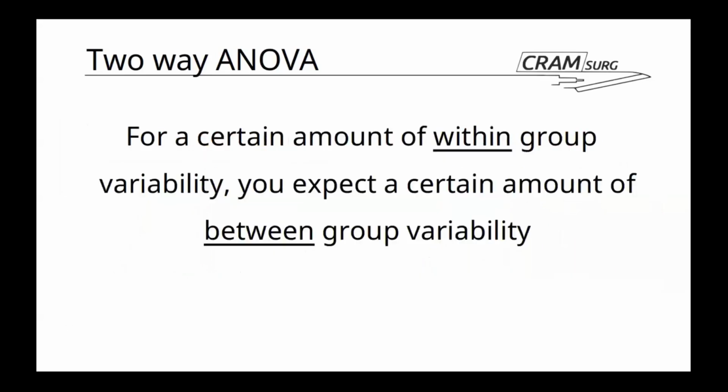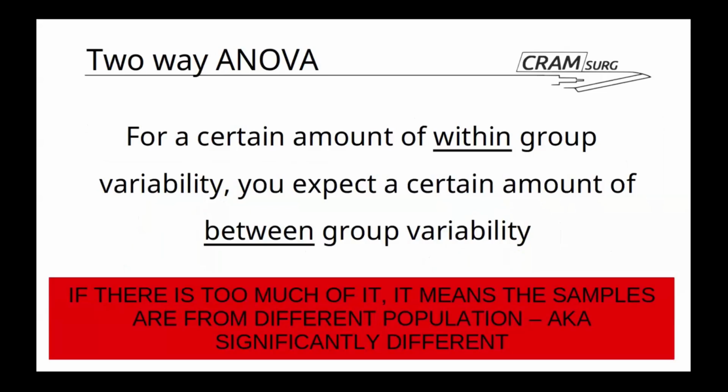And as we said last time, the basic principle that drives ANOVA is that for a certain amount of within group variability, you expect a certain amount of between group variability. If there's too much of one or the other, you think that the populations are different. So there is a statistically significant difference.